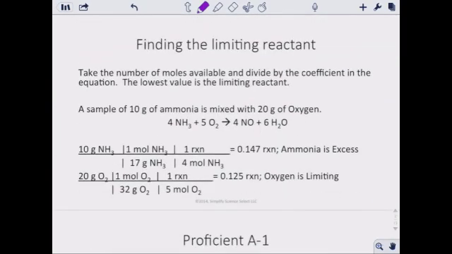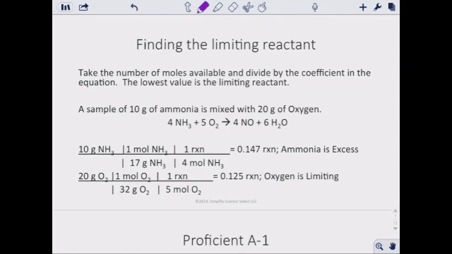So when finding the limiting reactant, what we really do is take the number of moles available and divide by the coefficient in the equation. The lowest value is the limiting reactant. So the limiting reactant is always the smallest. So when we're looking at this, here is an example.